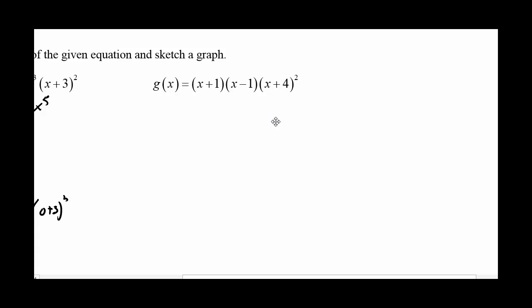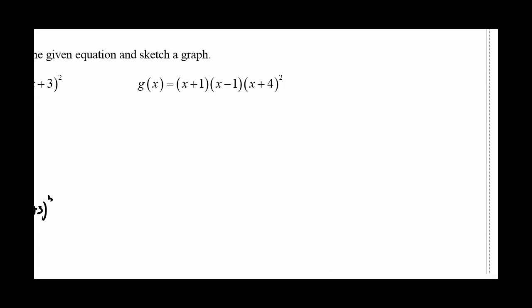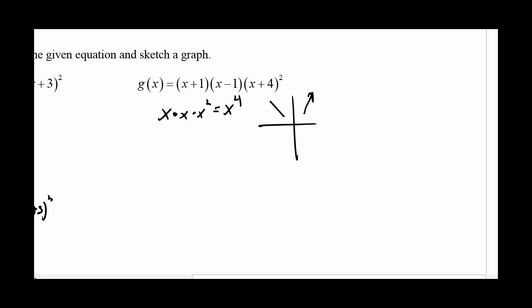With g of x, let's do the same sort of end behavior analysis. I have x times x squared, which is x to the 4th, which means it's got an even multiplicity, or an even end behavior. So it's going to be in the first and the second.